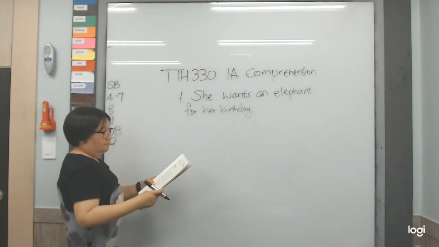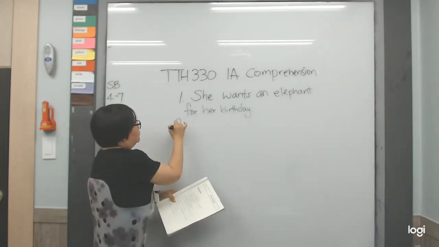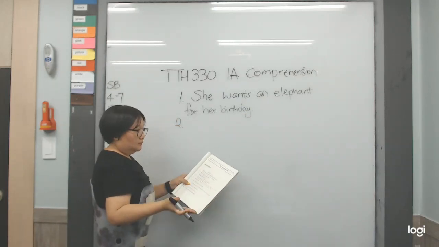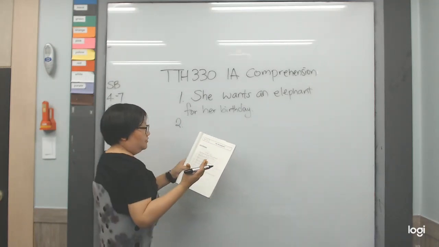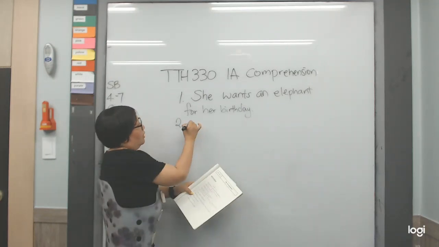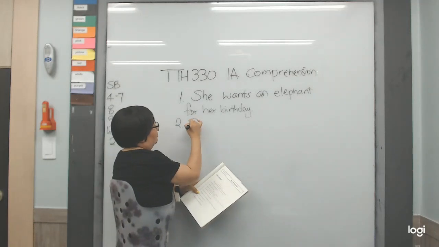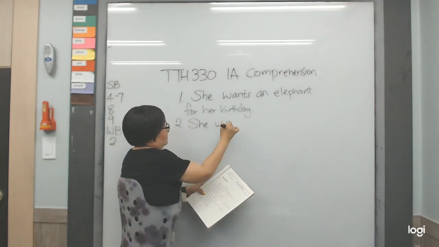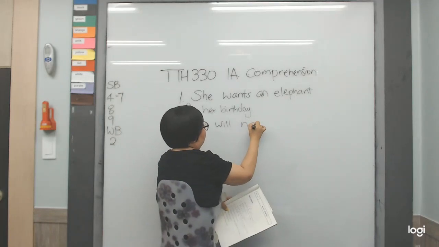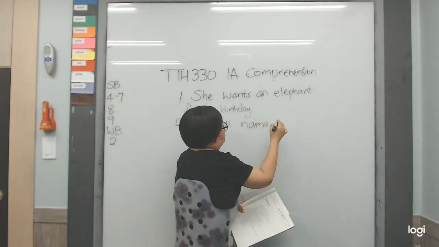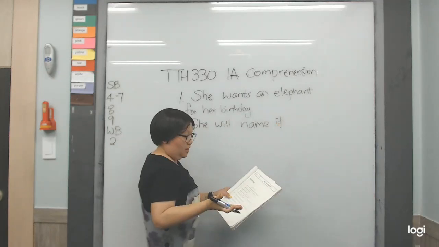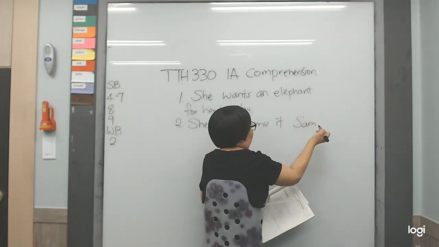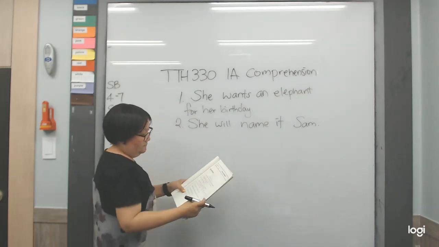Okay. Now, number 2. What will she name it? What will the elephant name? So again, the girl, she will name an elephant. The elephant, name it what? Sam. Okay, the elephant's name will be Sam.